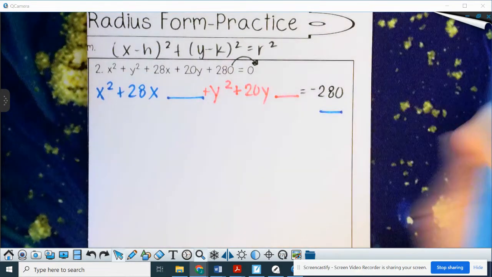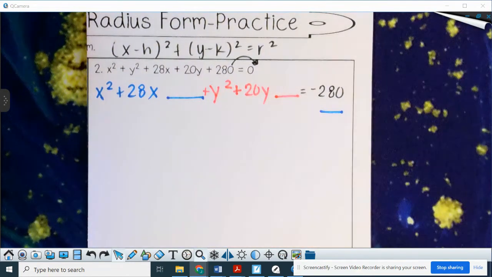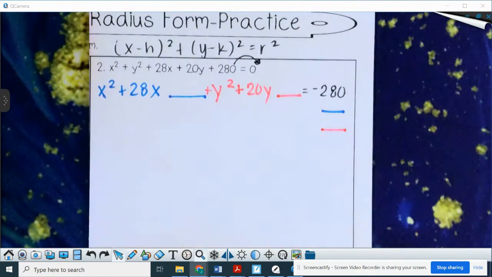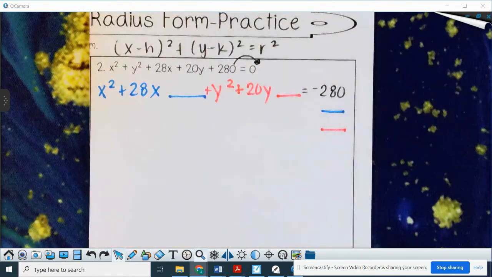And I just ran out of space, so I'm just going to write them underneath. We know we're going to add them anyway, so put them over there. So make sure you have a blank for your x and your y value.